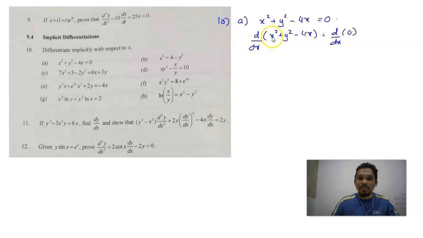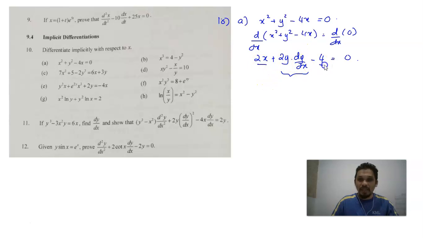Because we differentiate with respect to x, for x squared we just differentiate as usual to get 2x. But for y squared, we derive as normal first, which gives you 2y. But then because we differentiate y with respect to x, we write down dy/dx. Minus derive 4x gives you 4, and differentiate 0 gives 0.